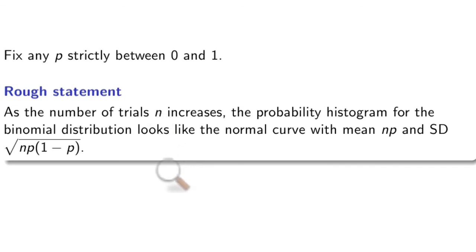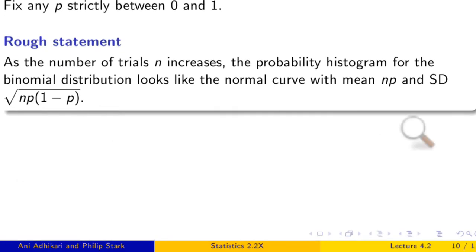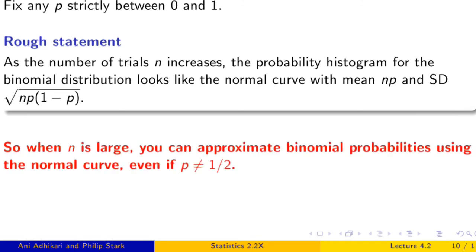the probability histogram for the binomial distribution, in other words, probabilities for the number of successes, begins to look like the normal curve with mean np and SD square root of np(1 minus p). In other words, what that's telling you is that if you have a large number of trials and you have a binomial distribution, you can approximate that distribution using the normal curve, whether or not p is a half.